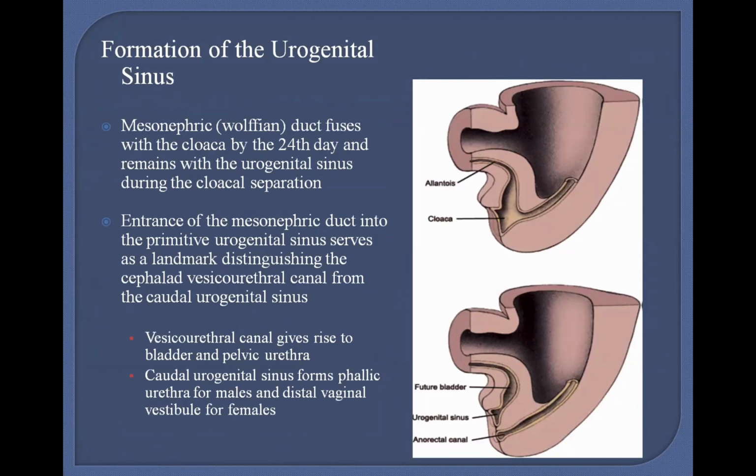Regarding formation of the urogenital sinus, the mesonephric duct will fuse with the cloaca by the 24th day, and this will remain with the urogenital sinus during cloacal separation. The entrance of the mesonephric duct into the primitive urogenital sinus is a landmark which distinguishes the cephalad vesicourethral canal and the caudal urogenital sinus. The vesicourethral canal will give rise to the bladder and pelvic urethra, and the caudal urogenital sinus will form the phallic urethra for males and distal vaginal vestibule in females. Briefly about the formation of the trigone, I have mentioned it in the next slide.